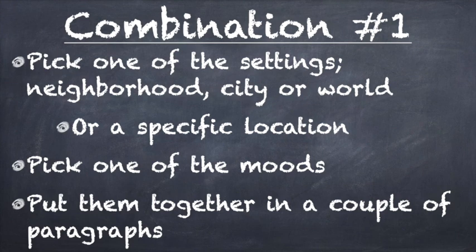Because of those four moods, we've got a long list of descriptions and things that we've brainstormed that would help create that mood. So we're going to put those two together for a couple of paragraphs here. And so you're going to combine that setting or specific location with one of those moods and really get into the description. Don't worry about dialogue or characters, just describe that location with that mood to your reader.